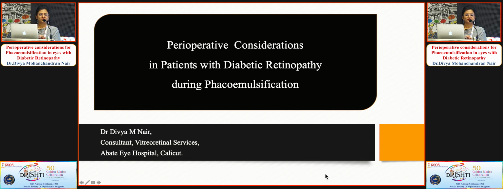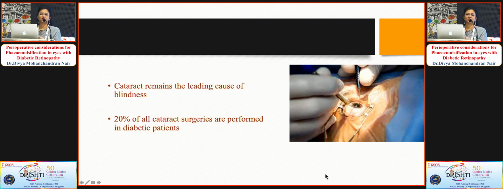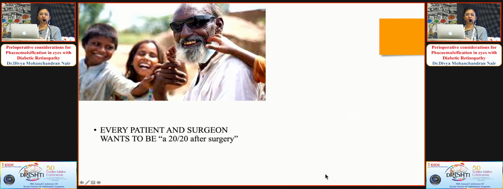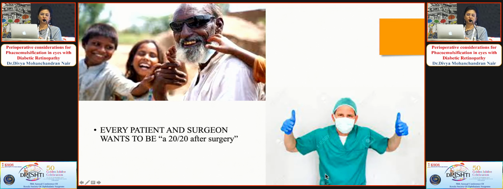Good morning all. So let us see what are the perioperative considerations that we will do in a patient with diabetic retinopathy who is planning for phacoemulsification. Cataract surgery is one of the most common surgeries done worldwide, and many of our patients are diabetic patients. So the end result of a cataract surgery for everyone should be a happy patient and an equally happy surgeon.